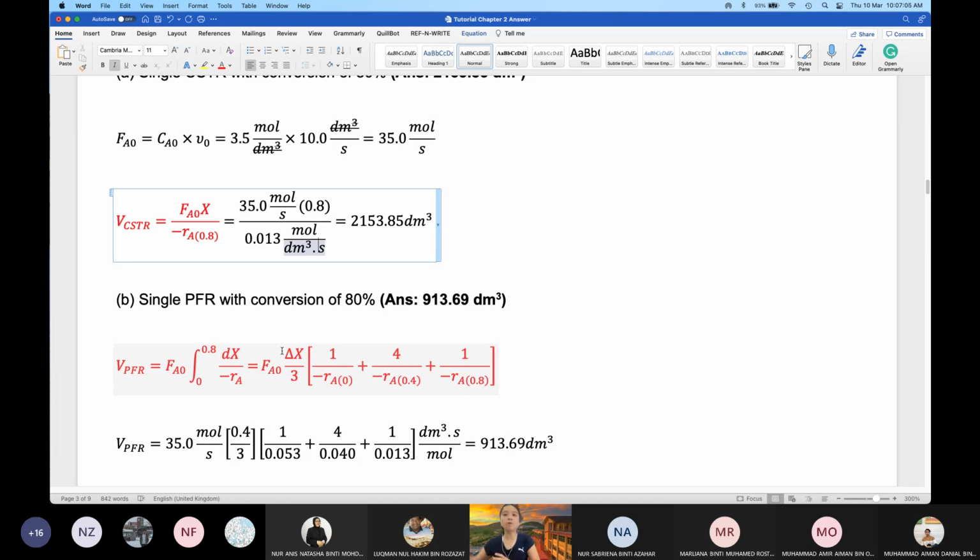Or you can also find it from the back. 0.4 to 0.8, the difference is also 0.4. So delta x 0.4 divided by 3. Okay, so done. Delta x 0.4 divided by 3 because the equation says divide by 3. Third, the last 3 points. So it becomes 1 per minus RA at my initial x, which is 0, plus 4 per minus RA at my middle x, 0.4, plus 1 per minus RA at my final x, which is 0.8.